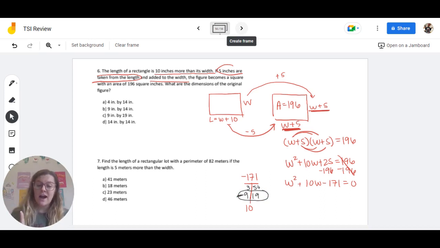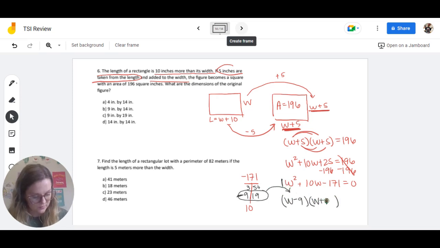So now that I have my factors, I can use my shortcut because there's a 1 in front of the W squared. My shortcut says, write your variable, and then you're taking your numbers and just dropping them in from your t-chart, and then you're done. We're solving, so we need to take that additional step. So I'm going to set each parenthesis equal to 0 and solve for W.